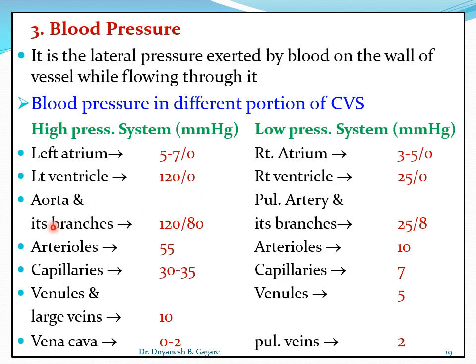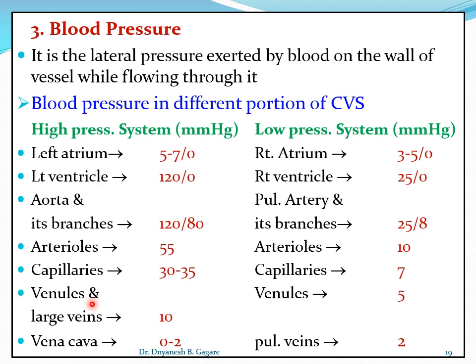Then when we enter the aorta and the large arteries, the blood pressure is about 120 by 80 millimeters of mercury. But if you go ahead up to the arterioles, the mean pressure in the arteriole is 55 millimeters of mercury. In the large arteries the mean pressure is 100, while in arterioles it is 55. And in the capillaries, at the arterial end of the capillary, it is 30 to 35 millimeters of mercury.